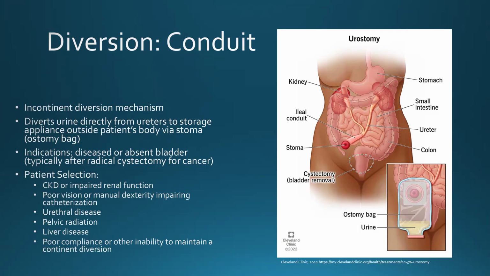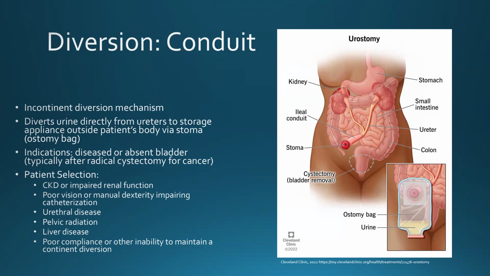And so important considerations for that patient are, do they have CKD or impaired renal function, where storing urine and not allowing the kidneys to drain could be a major problem for them. Patients who have poor vision or poor manual dexterity can have issues catheterizing, and so an orthotopic neobladder or a continent cutaneous diversion may not be a good option for those patients. Patients who have urethral disease would be precluded from having an orthotopic neobladder.